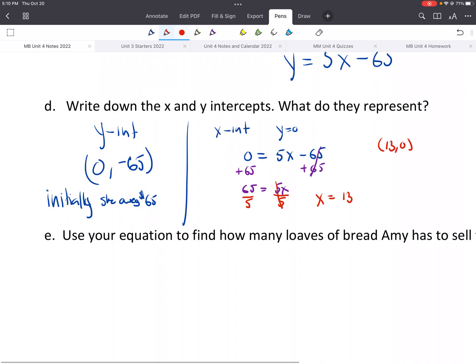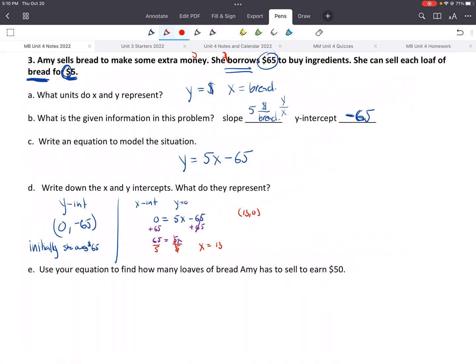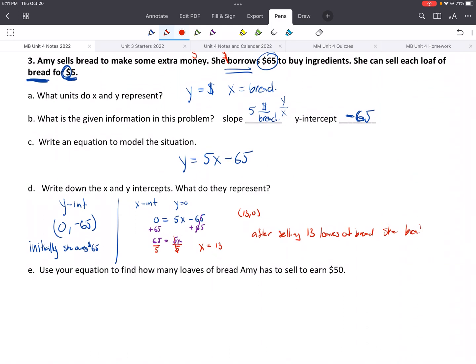So what does that represent? Again, x represents bread. So after selling 13 loaves of bread, how much money does she have? Well, she has $0. So she breaks even. Okay?